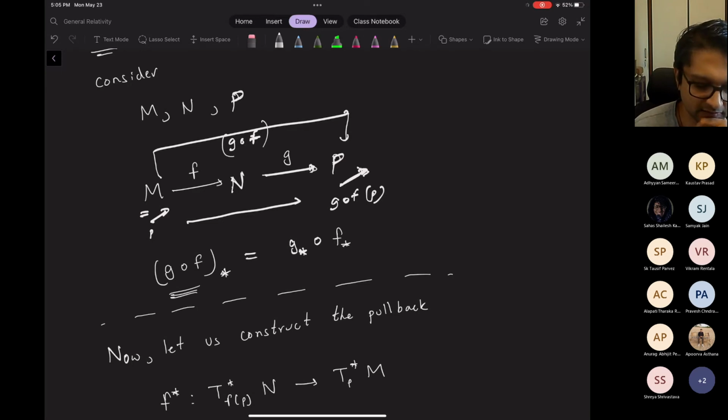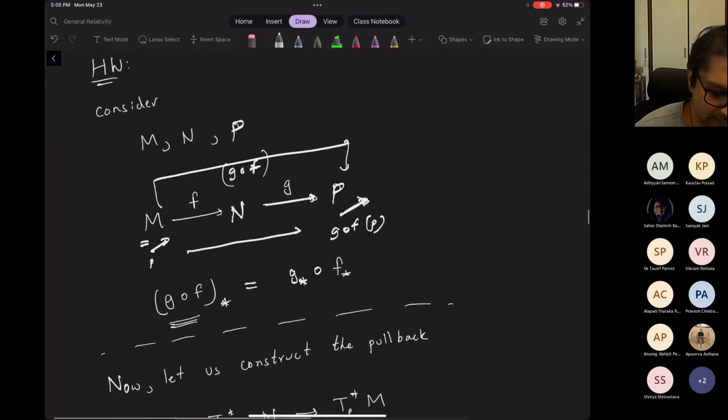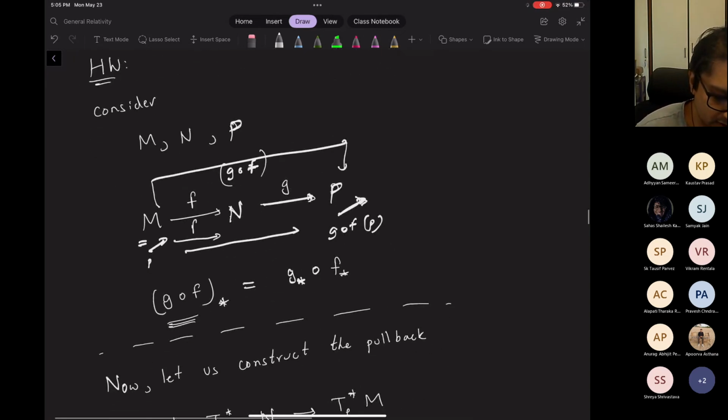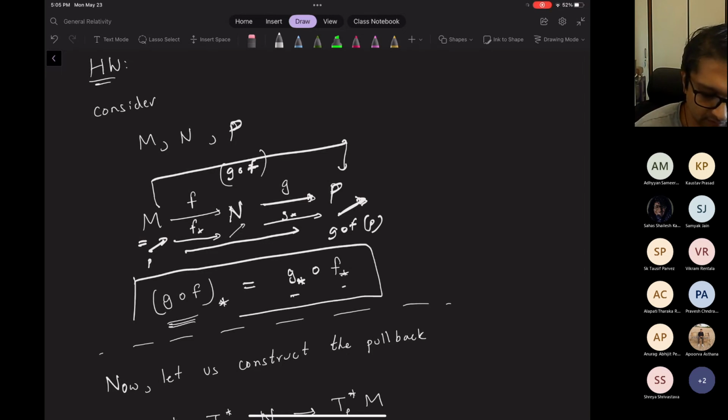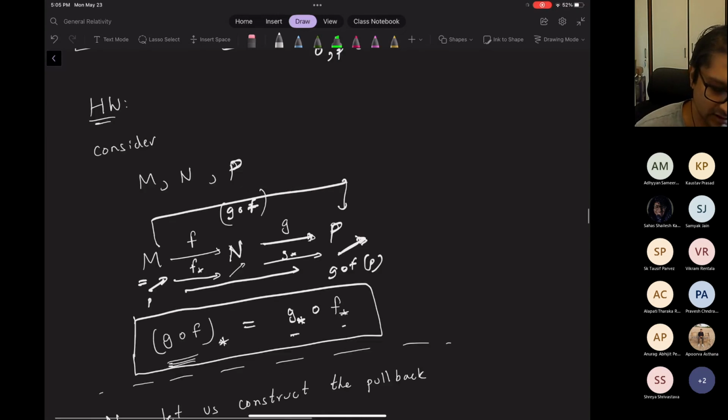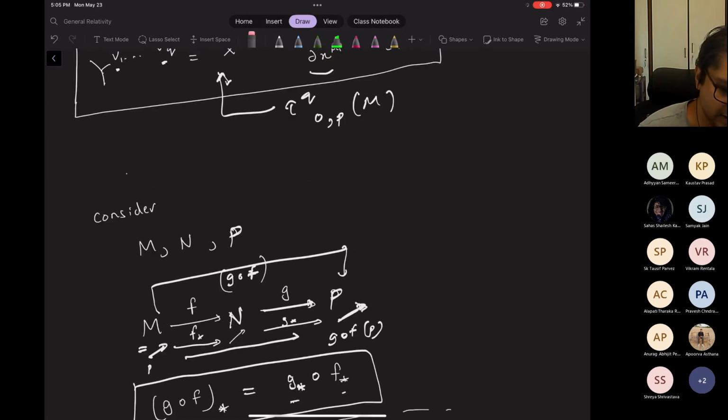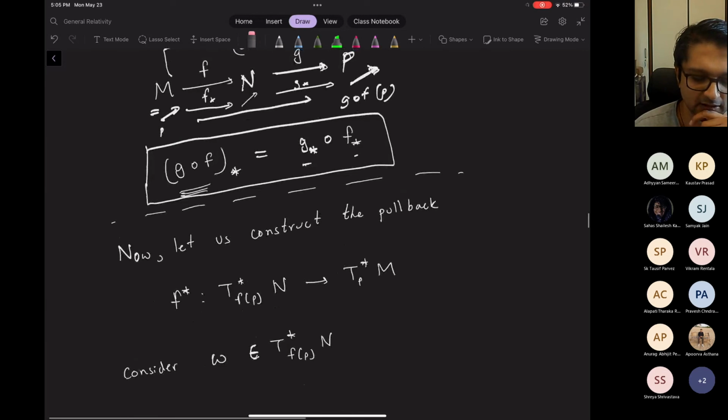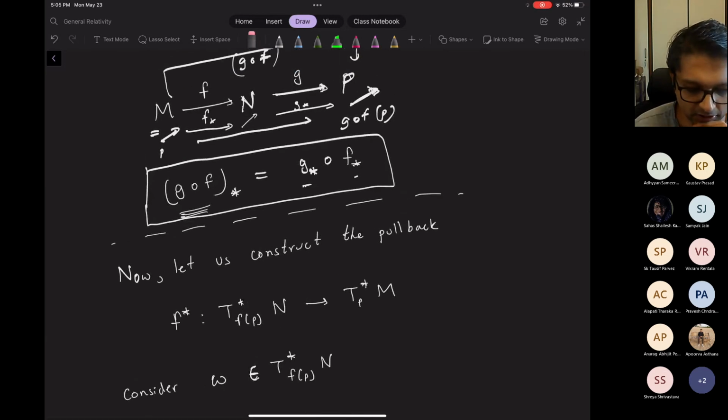It's quite easy to convince yourself that this push forward map is first F star, which takes me to a vector here, followed by G star, which takes a vector here to a vector here. So it's G star circle F star. Sorry, that's not really a homework exercise, this is the proof. So the composite push forward of G circle F is G star circle F star.